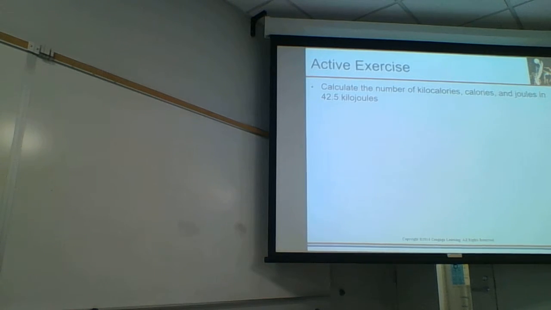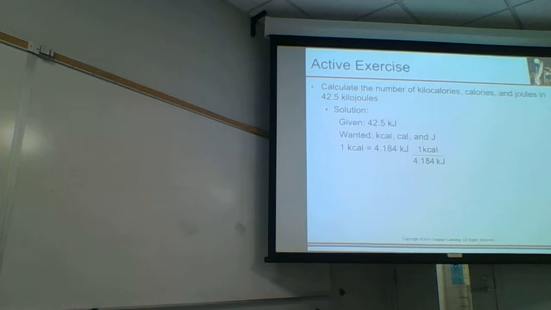Calculate the number of kilocalories, calories, and joules in 42.5 kilojoules. So 42.5 kilojoules is 42.5 thousand joules. So 42,500 joules would be the first. But they're asking us for kcals first. I didn't do it this way. I would do it like this.